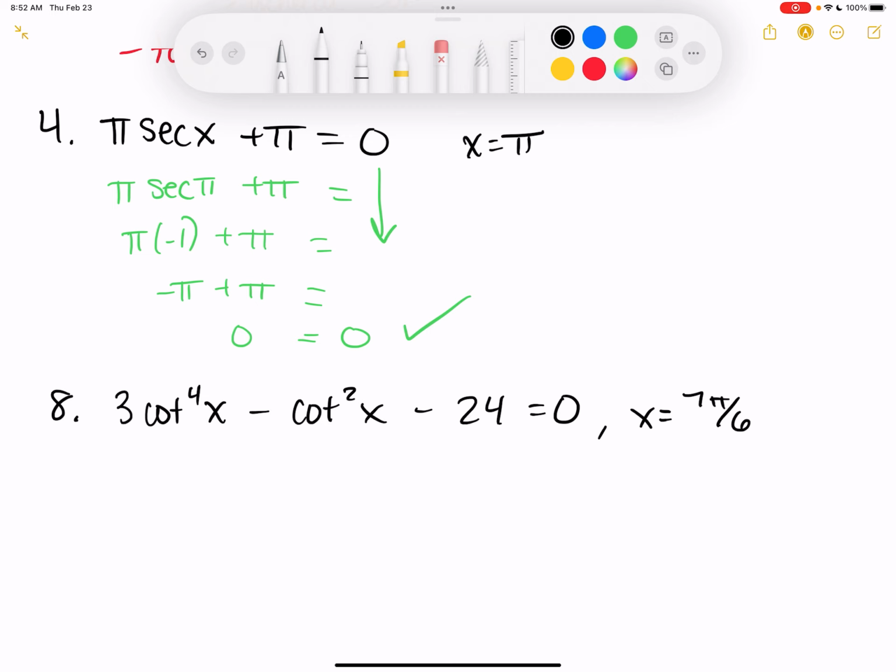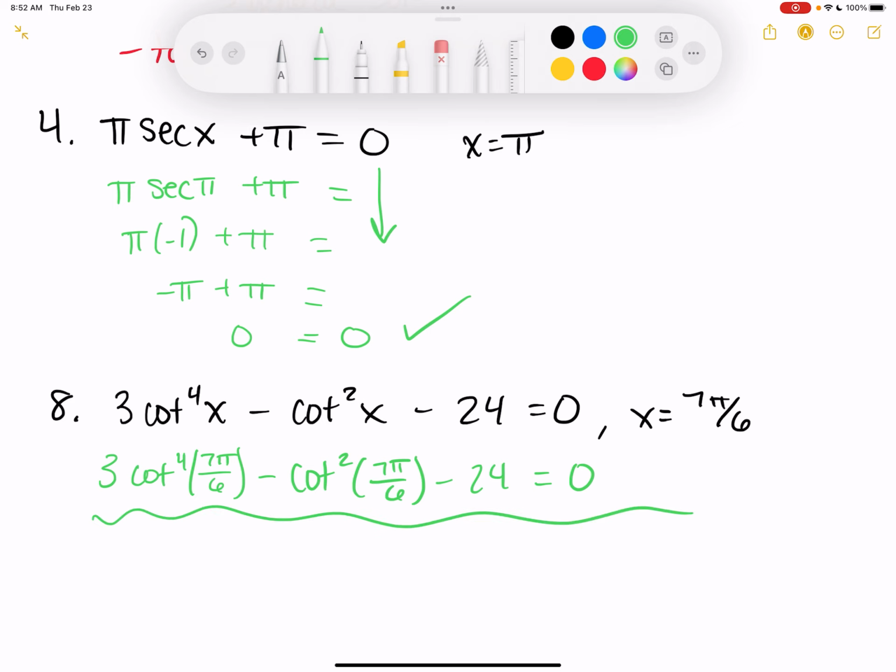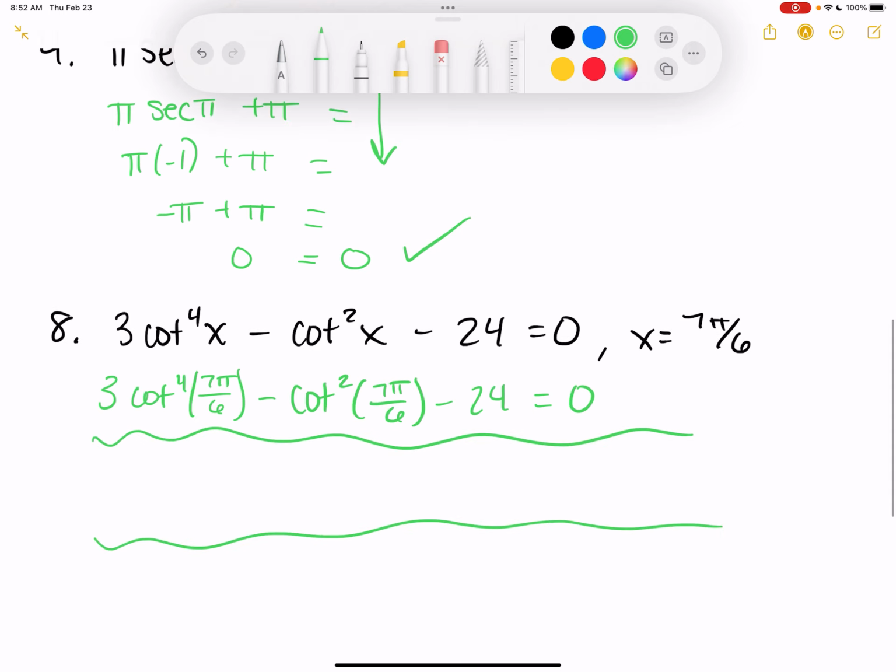Yes, you're ultimately plugging it in, so you could draw that you're plugging it in or write it in. So you could say, okay, 3 times cotangent to the 4th of 7 pi over 6 minus cotangent squared of 7 pi over 6 minus 24. But what I would do here is a little pause, and I would just find out in general what the cotangent of 7 pi over 6 is before you go too far.